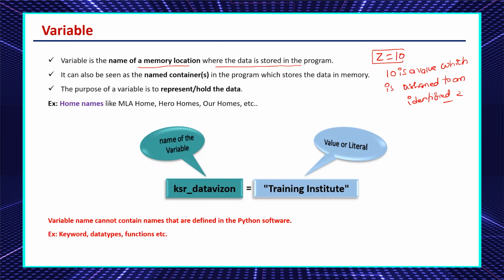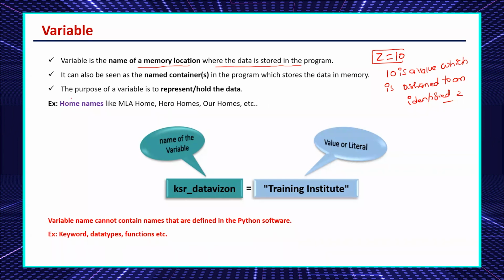Take a container like a water tank or a water bottle. When you have a water bottle, are you going to keep it at the same place every day? You can change, right? Every time you fill the water bottle, sometimes you fill half, sometimes 25%, sometimes 75%. It is like a variable. The main purpose of a variable is to represent or hold the data.